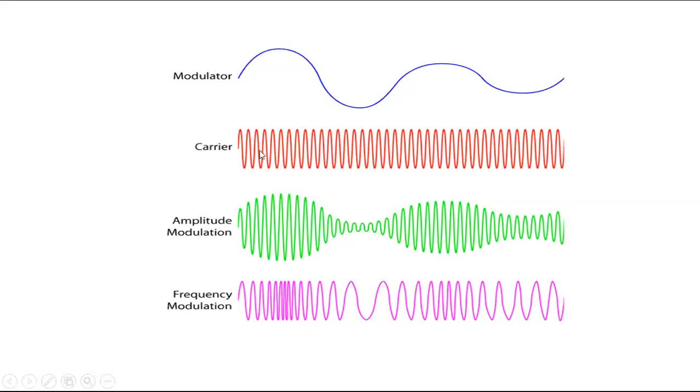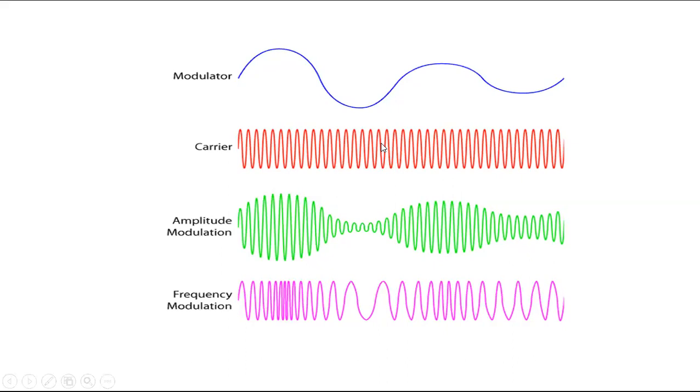This signal has to be transmitted for long distance. But if I'm sending only this signal with the help of a transmitter, what's going to happen? It cannot reach long distance. So this signal has to be modified, that is, it has to be modulated. So how can we do modulation?